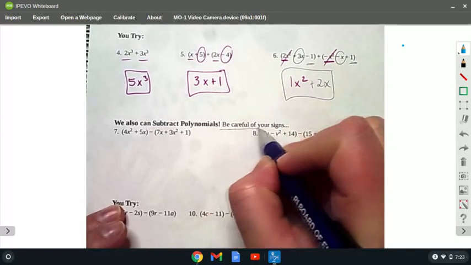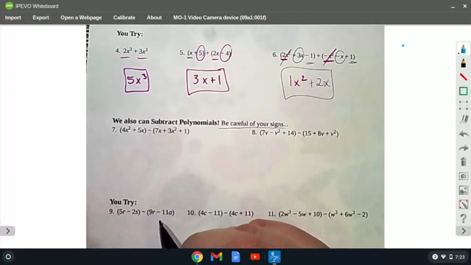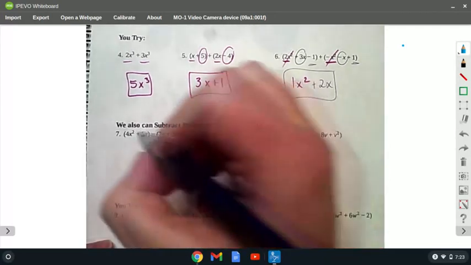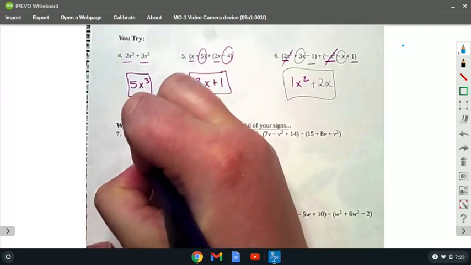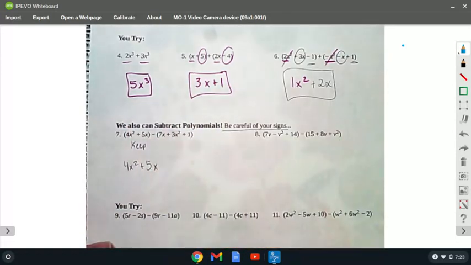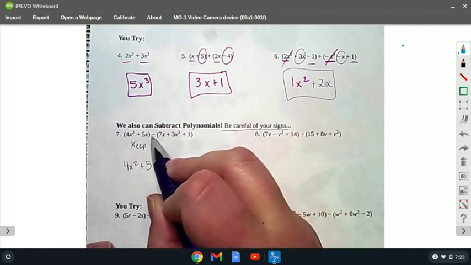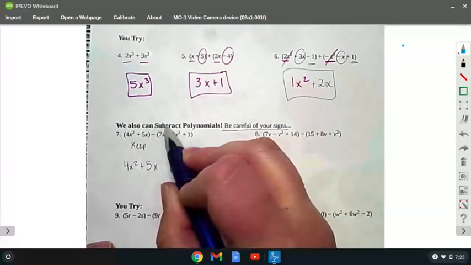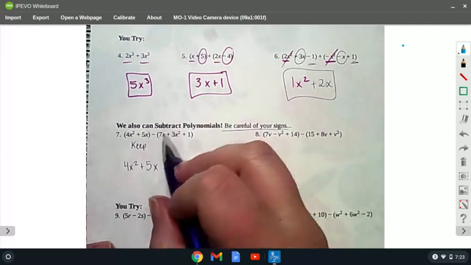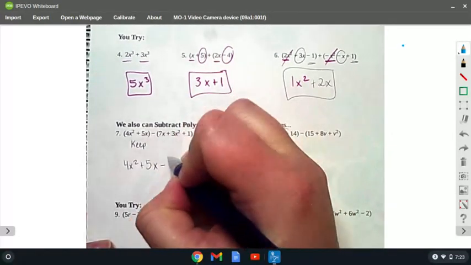Subtracting, we really have to be careful with our signs. A way I like to do this is I keep the first parenthesis the same, so I write it down here. And then I change the sign of everything in this parenthesis, because that negative is really distributing to everything in the parenthesis. So I take this negative and write it right here.